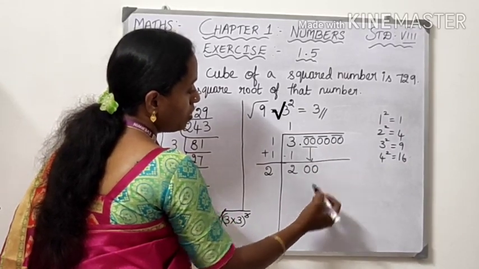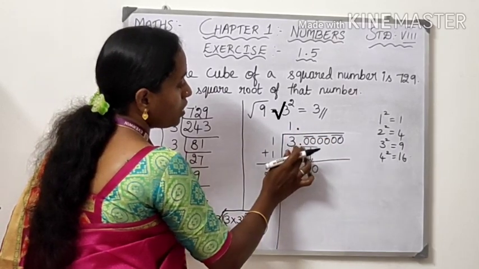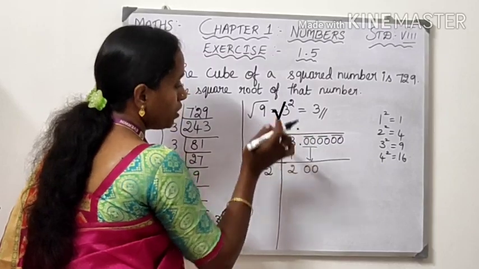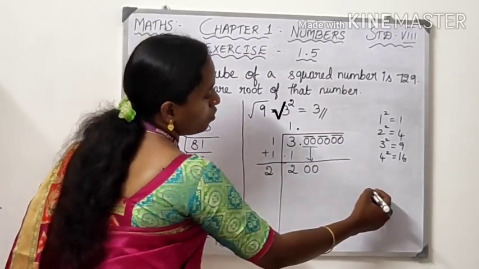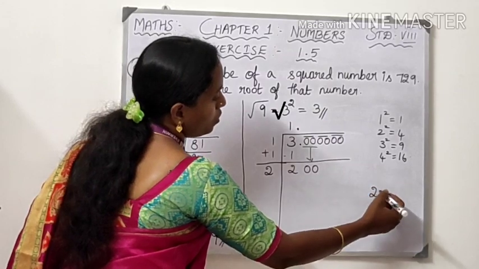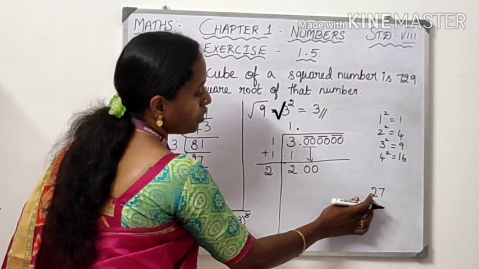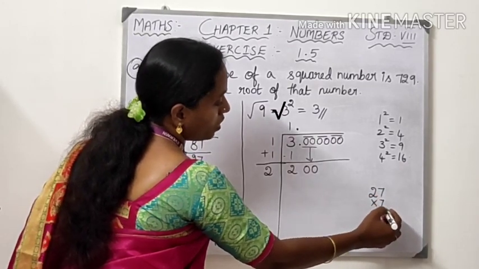So I will get 200. Here I have to keep a decimal point because after a decimal point, I have this pair. So I have to keep a decimal point in the quotient. Now let me place any number here. So let me try with 2, 7. So I have taken the next digit, that is after 2. What is the number I have taken? 7. So using the same 7 only I should multiply.